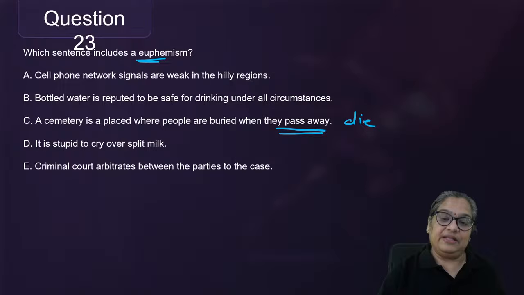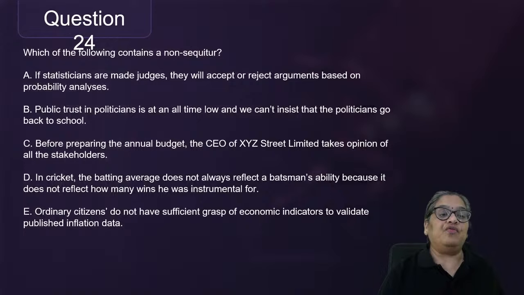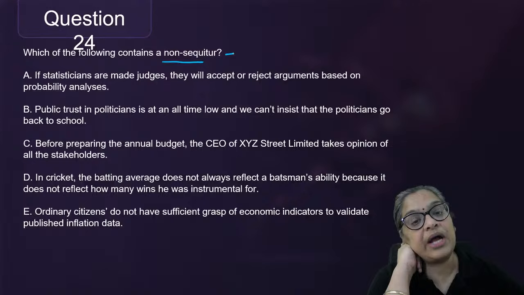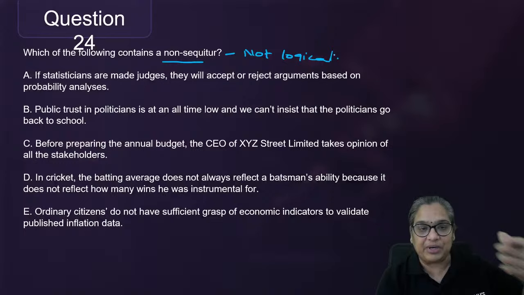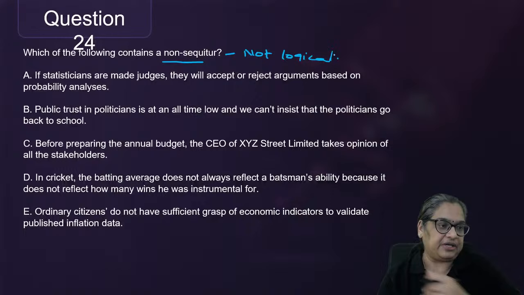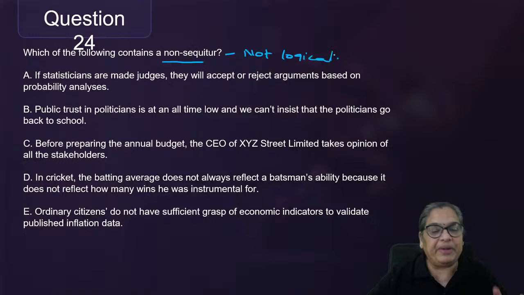Good. Next one. Which of the following contains a non sequitur? What's a non sequitur? One which is not logical, cannot be deduced. It doesn't follow reason. If A happens, then B happens, then it has to logically be deduced. So, which one here goes against your logic? If statisticians are made judges, they'll accept or reject arguments based on probability analysis. Sounds reasonable? You make statisticians the judges, they will obviously use probability for everything.